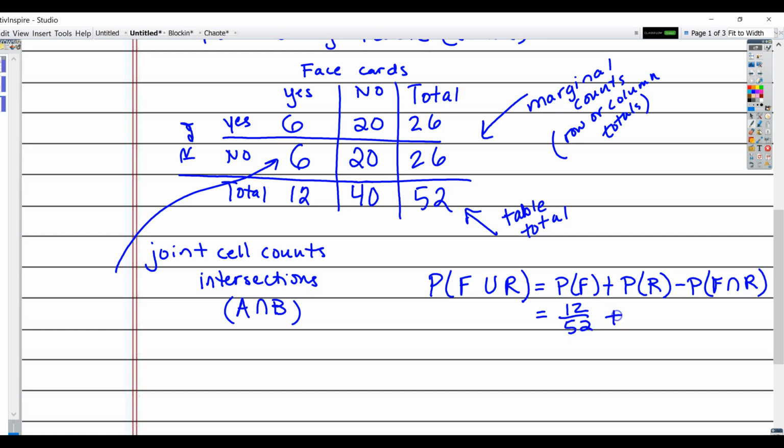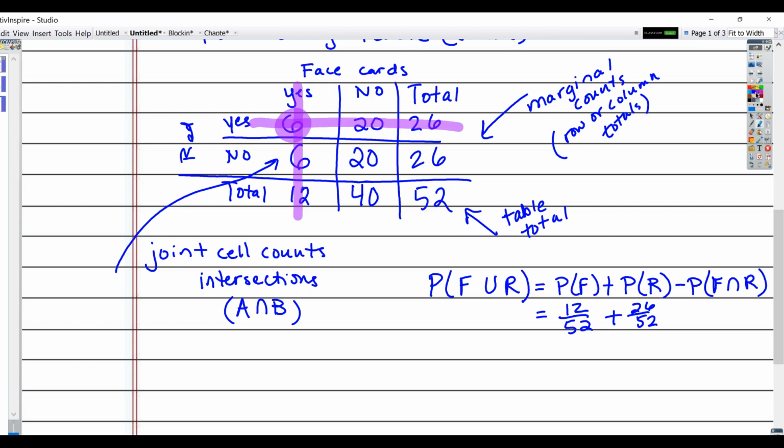What about the probability to be red? Y'all stay engaged. What are you thinking? 26 out of 52. Very good. The problem is this. Look at what I've done. I'm saying yes to this and I'm saying yes to this. I have double counted this guy right there. That 6 is in both places.